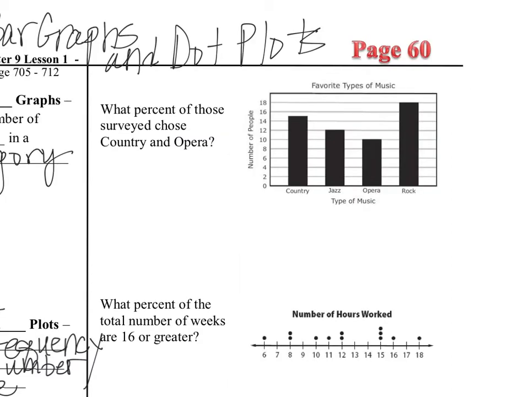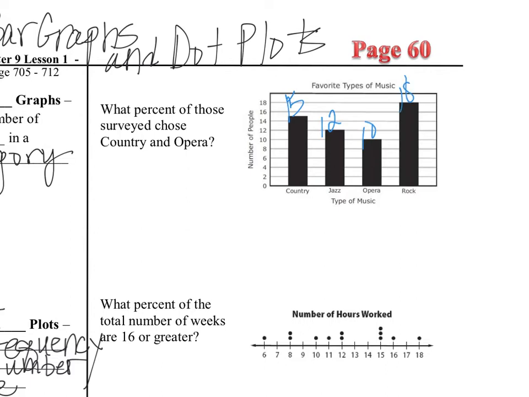Example number 1. What percent of those surveyed chose country and opera? First, you need to look at the bar graph and identify the items in each category. You can write that above the bar, which will be helpful to you later. Country, you can see halfway between 14 and 16 is 15. Jazz is at 12. Opera is at 10. And rock is at 18.